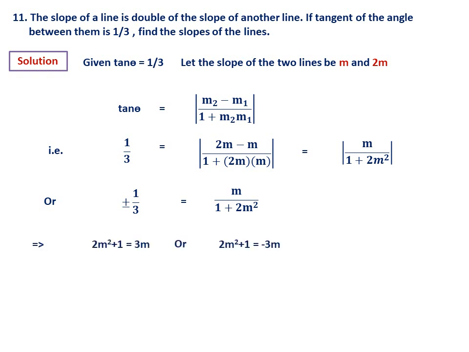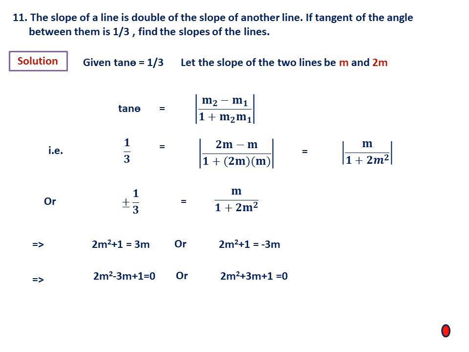So you get either this or this, because after cross multiplication you get two equations, with plus one equation, with minus another equation. So 2m squared plus 1 equal to 3m, or 2m squared plus 1 equal to -3m. So you get two quadratic equations, 2m squared minus 3m plus 1 equal to 0, or 2m squared plus 3m plus 1 equal to 0. These are the two. And the first equation will give you two slopes. The second equation will give you two values actually, because it is a quadratic equation.